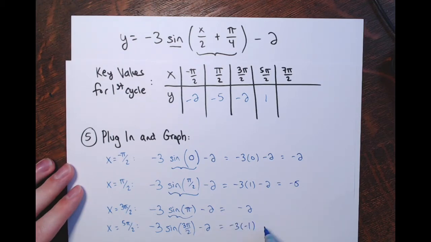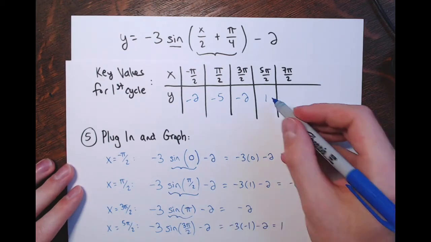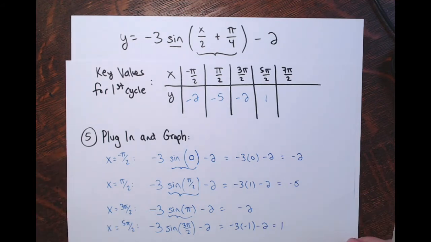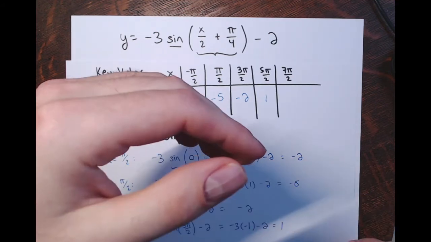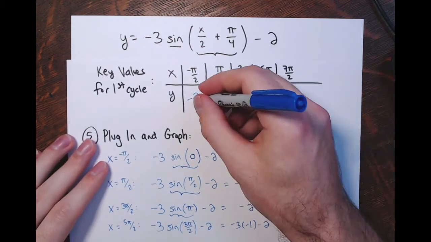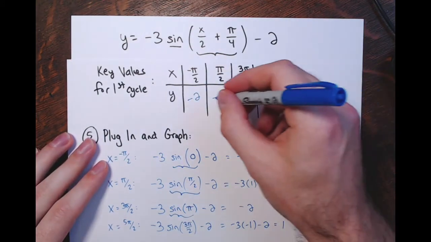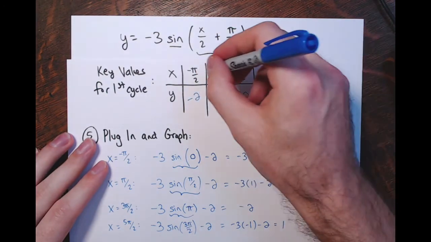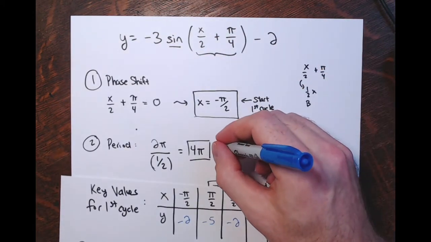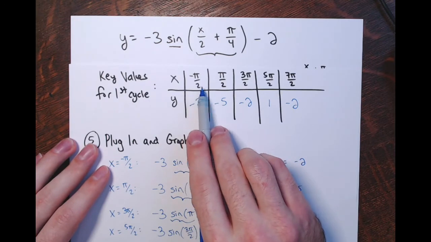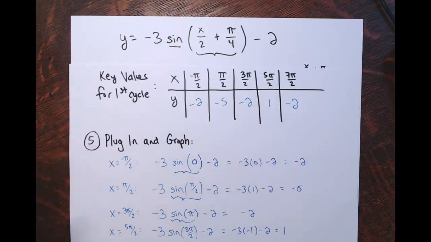Well, that's positive 3 minus 2 is positive 1, as I was saying. And then if you're doing everything correctly, when you plug in 7 pi over 2, you should get negative 2 again. Right? The value at the beginning of this chart and the end of this chart should be the same because they are one period apart. Remember, the period here is 4 pi. And these two values are 4 pi apart, so they should have the same values. They should have the same outputs.